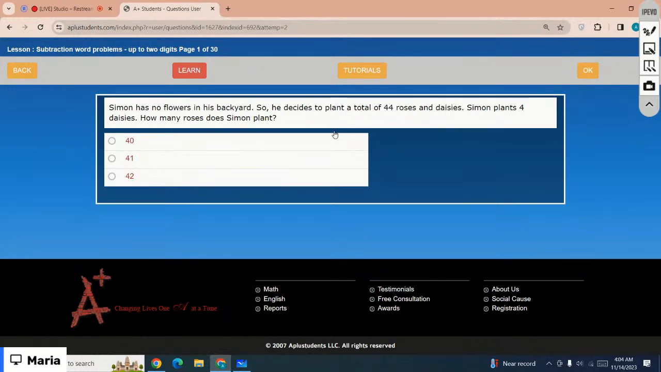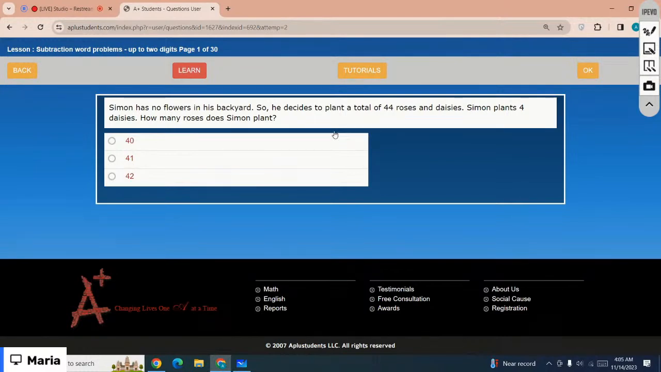The total plants were 44, right? Out of 44, 4 were daisies. You need to see how many of them were roses. So basically you need to do 44 minus 4. So which is the correct option? The correct option is 44 minus 4, right? So the correct option is 40.